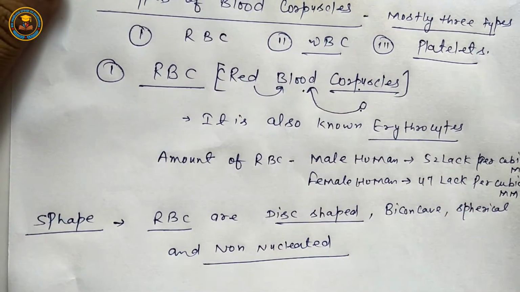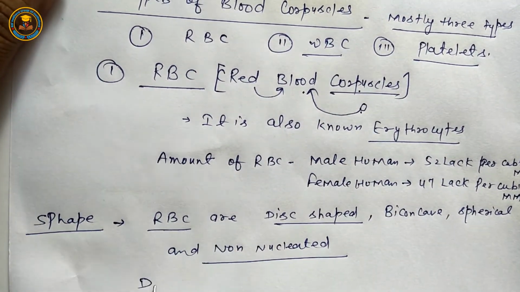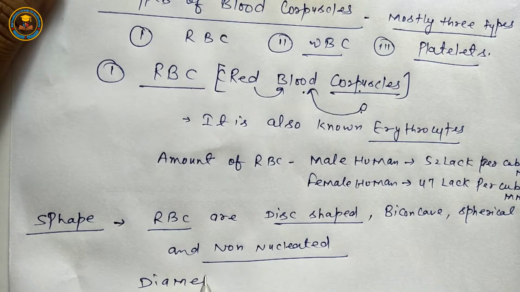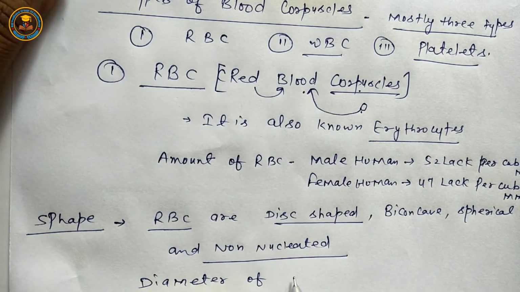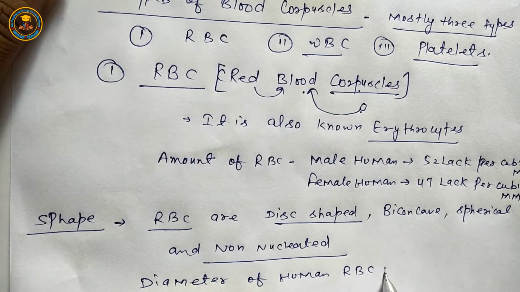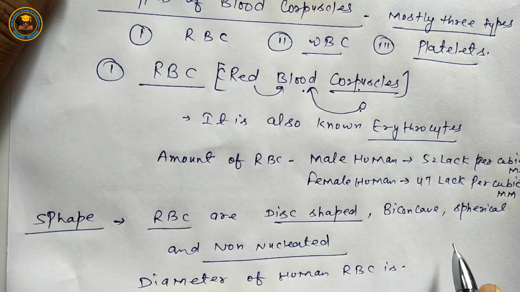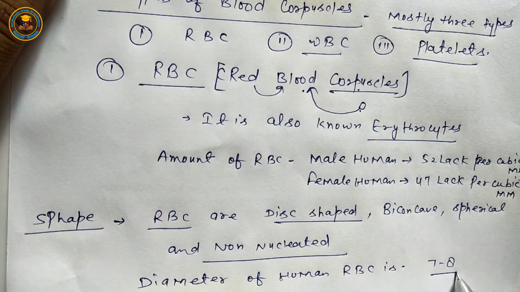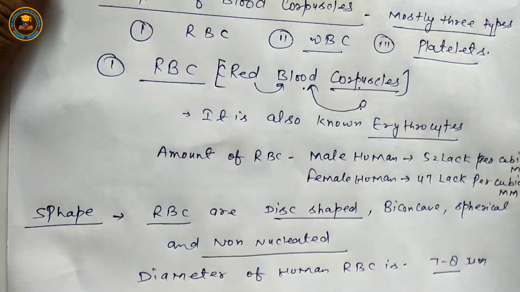Next is diameter of human RBC is 7 to 8 micrometer.